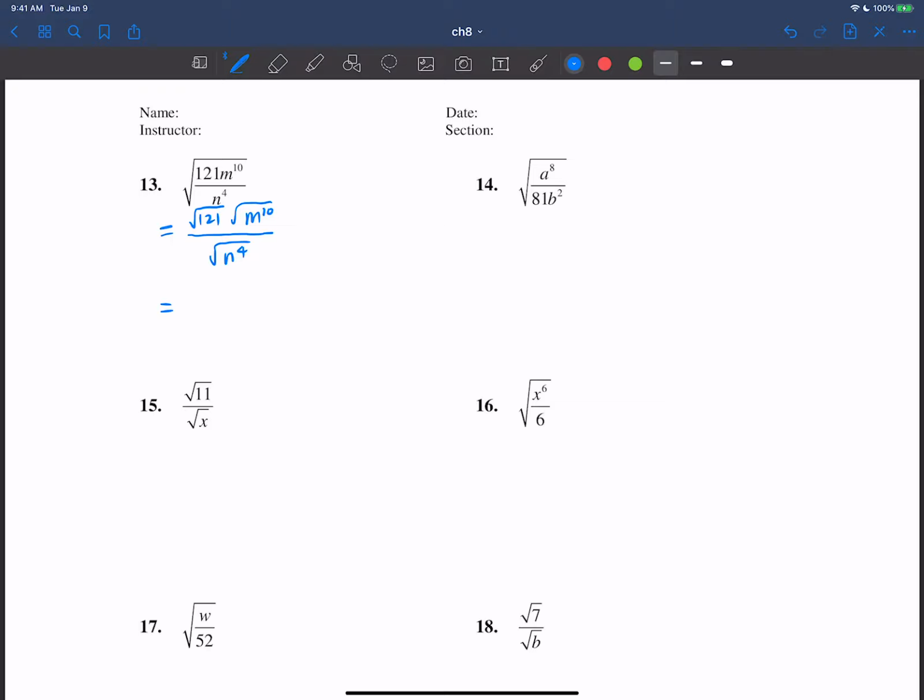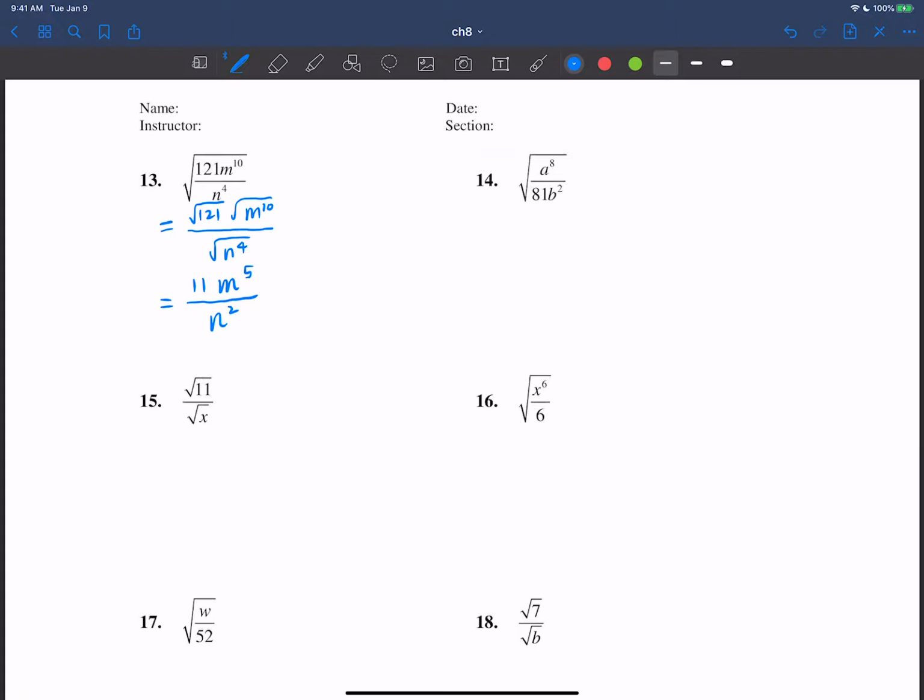Simplify each of them. They happen to be all perfect squares. 121 is 11 squared, so it's just 11. n to the 10th, it has even exponents, so it must be a perfect square. You simply divide the exponent by 2. Same thing with the denominator, it's simply n squared. And that will be your final answer to number 13.